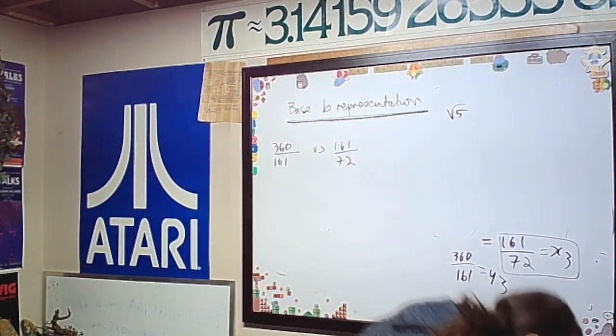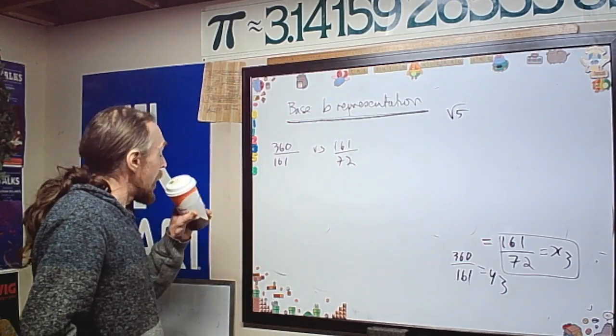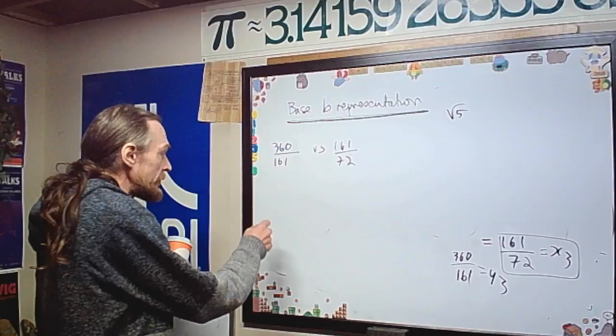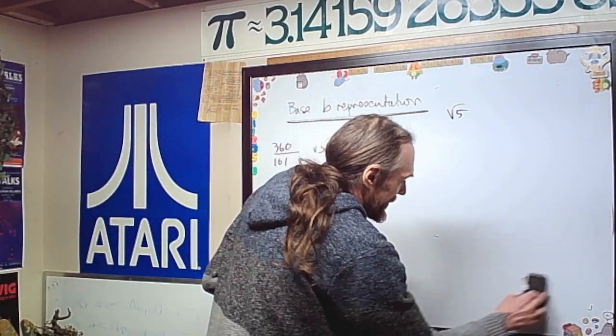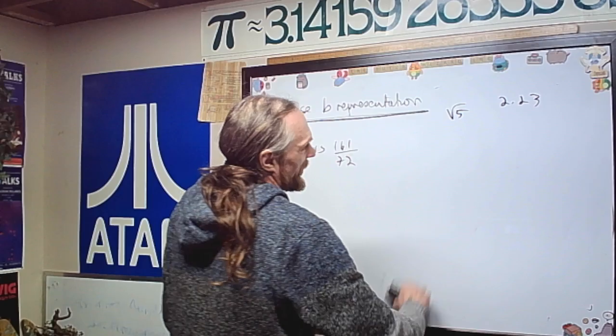Where'd you go? Old man noise. I just made an old man noise. Let's do this carefully. Luckily, I know it's 2.23, so I'm not going higher than 3.